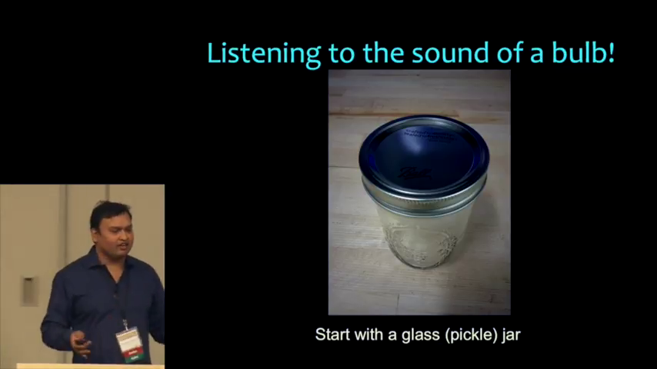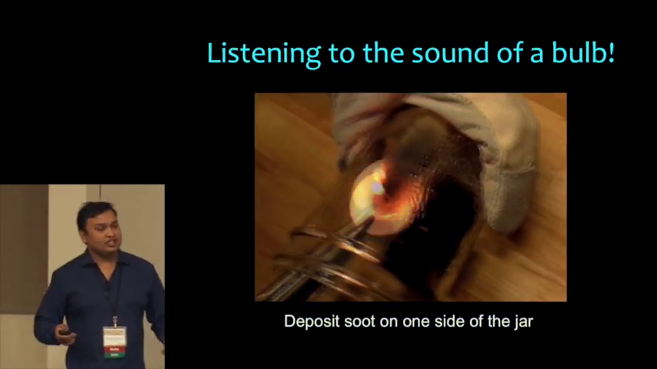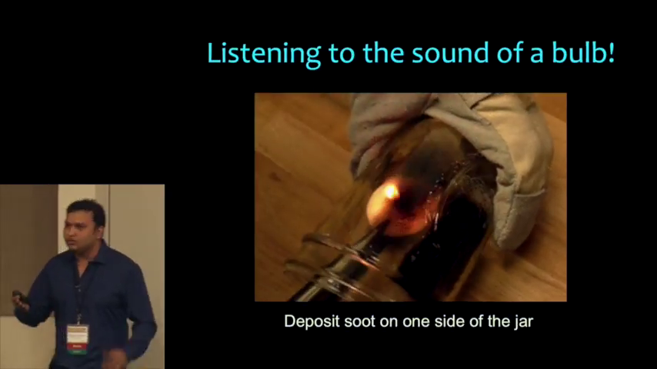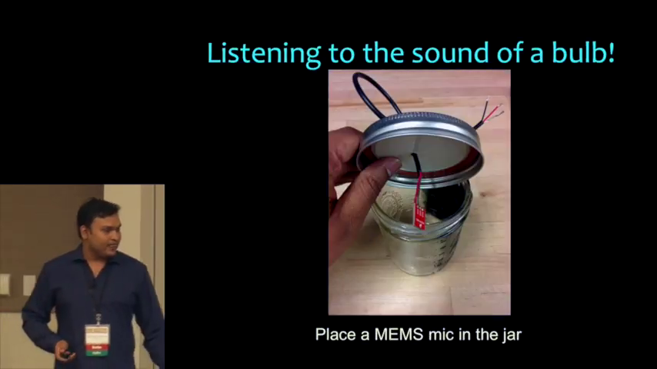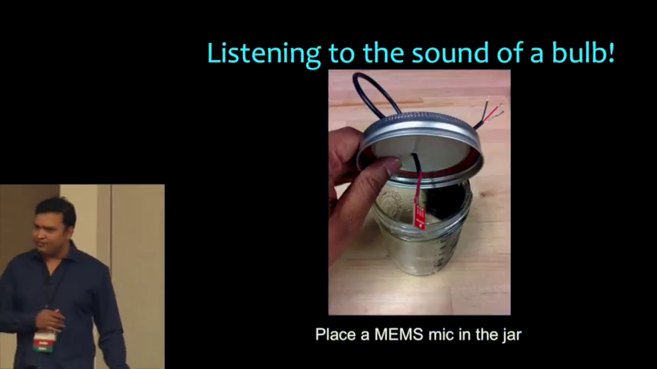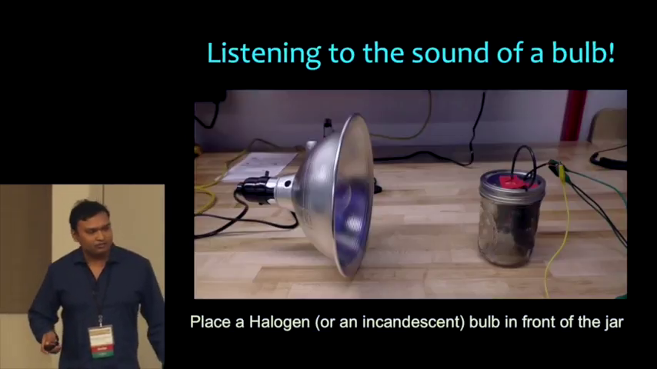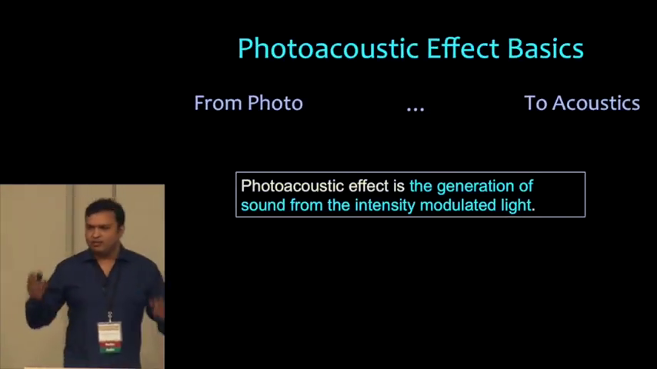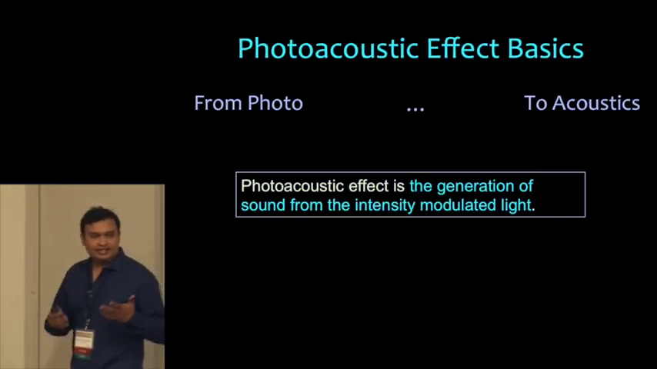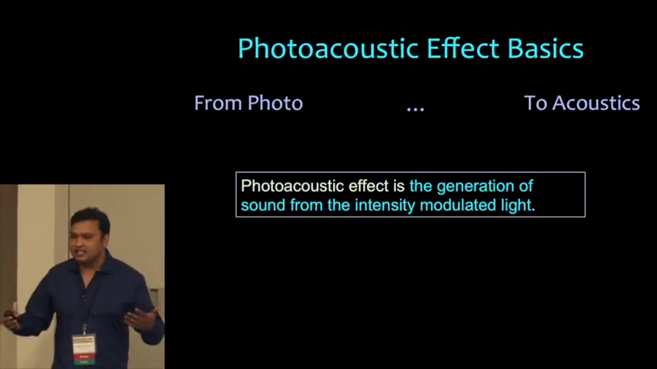I essentially started off with a glass jar, a pickle jar that I bought from Walmart. I deposited soot on one side of the jar. Soot is basically carbon black, a very pure absorber of light. Then I placed a microphone, which doesn't have to be a fancy microphone, in the jar. And then lastly, I placed a halogen bulb in front of the jar. And as you can already imagine from the name, the photoacoustic effect is nothing but the generation of sound from an intensity-modulated light.